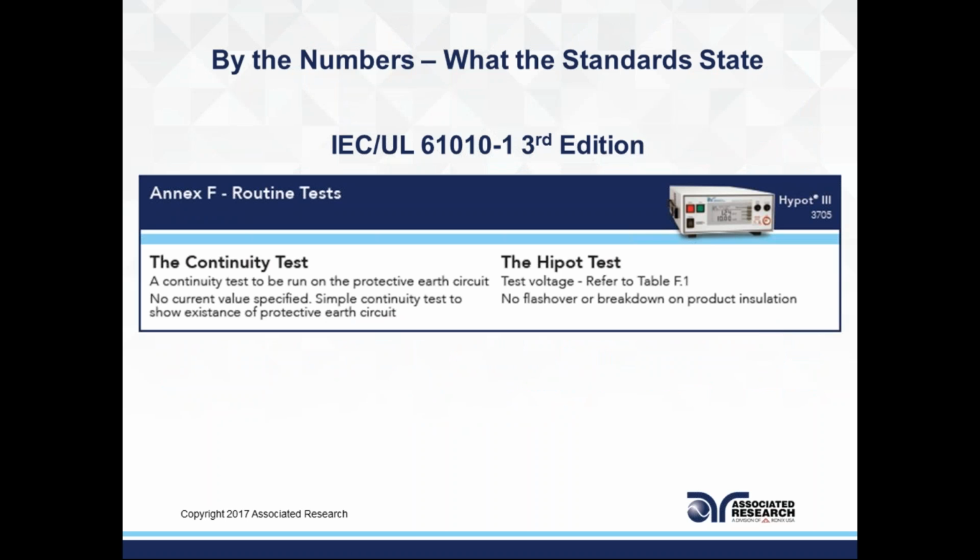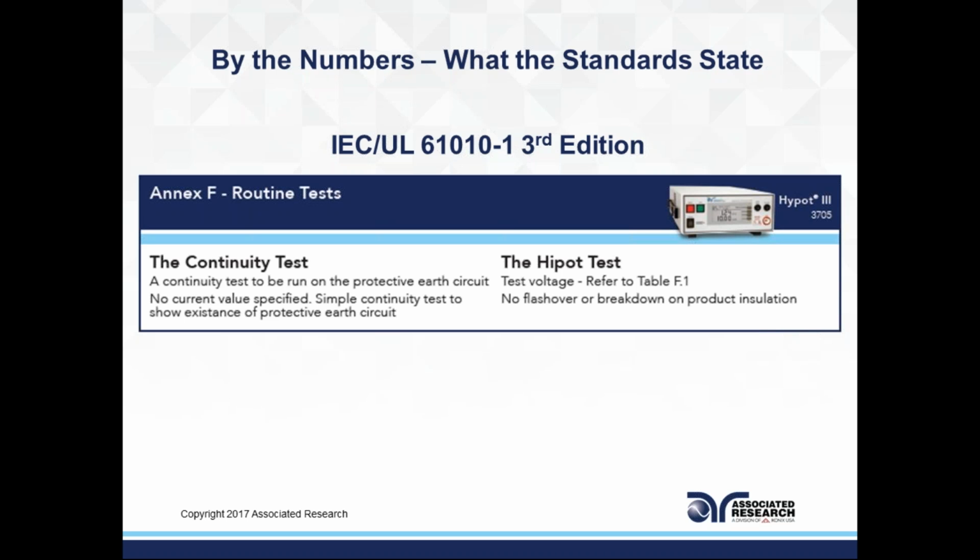So what do I mean by standards calling out for continuity? Let's take a look at an example of 61010-1. A routine test. Again, a routine test is your production line test. This is done on 100% of the product that you ship out to your building. It has to be performed on everything that is being manufactured and shipped. This is similar to a HIPOT test, right?